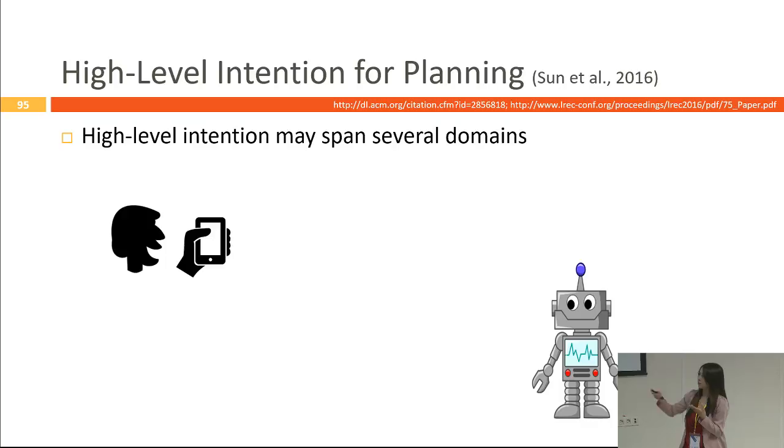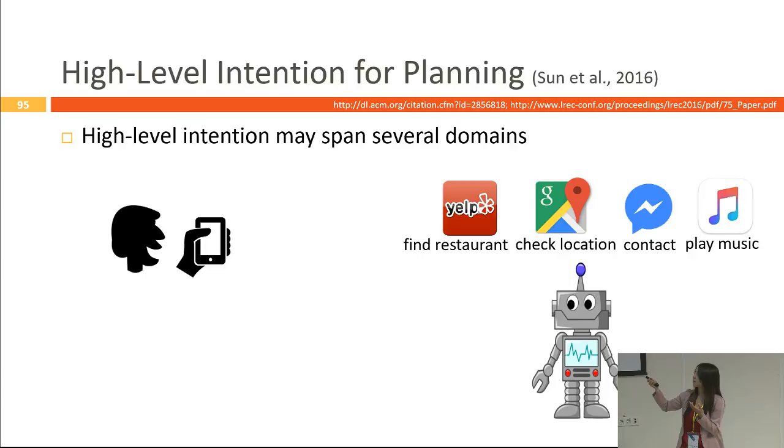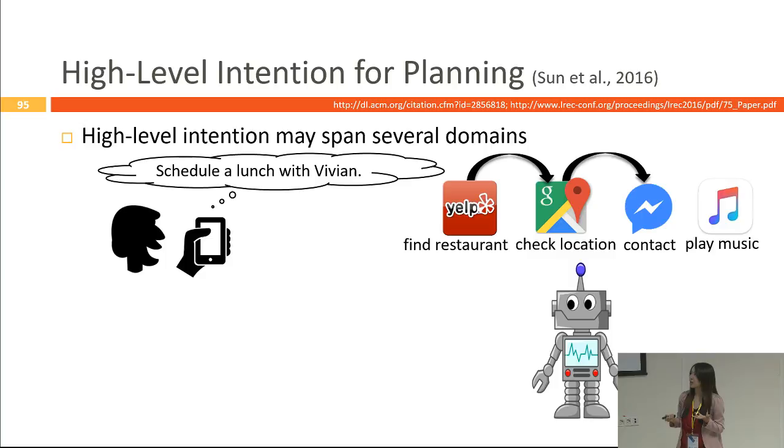Because a human assistant can do high-level intention understanding. But how can the system do it? If we monitor the user behavior when using the apps, they find a restaurant using this app, check the restaurant location using another app, find the contact person using a third app, and listen to some music. If we monitor this app usage sequence, we will find that these three apps belong to the same high-level goal. They want to schedule lunch with Vivian.